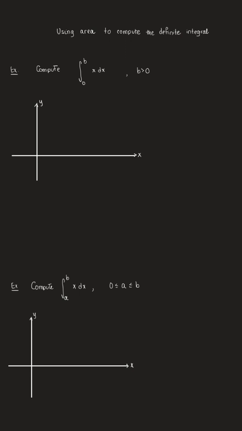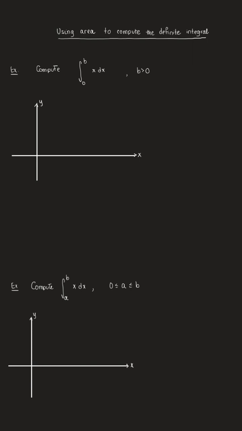Okay, in this video, we are going to learn how to use known areas to compute the definite integral. Now, this is useful because we have not yet figured out how to compute the definite integral. We just have a definition for it, and we've seen that we can set up the Riemann sum and then take the limit, but that's quite a long process.